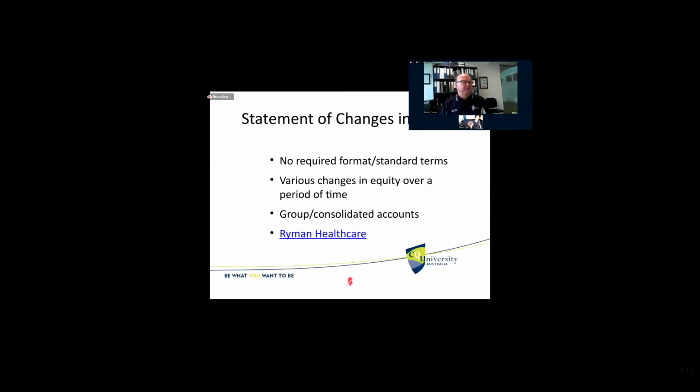Now the statement of changes in equity, just like the other financial statements, has no required format or standard terms. So there can be a range of different names, both for the actual statement and also for different terms in those statements. What the statement of changes in equity shows is the various changes in equity over a period of time. So you'll see that it starts with the opening balance, the various changes in equity, and then the closing balance. And it does it for 2 years, typically. It's based on the group or consolidated accounts. So for Ryman Healthcare, it's not just the parent company, it's the whole group of companies.